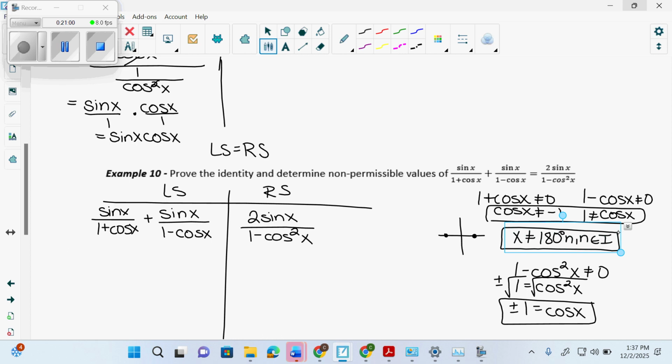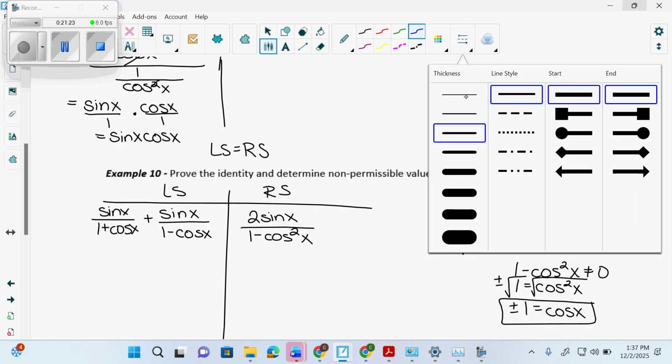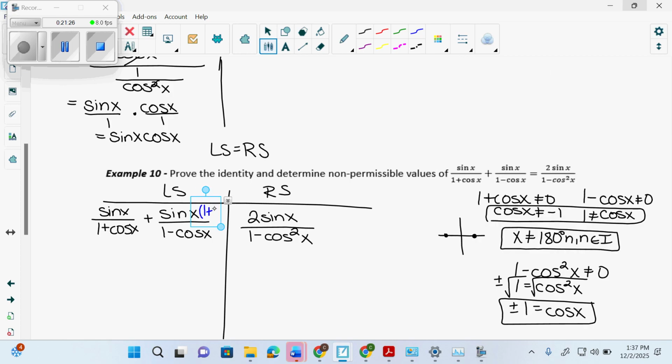Okay. The left-hand side is a fraction plus a fraction. When you add fractions, what do you need? Common denominators. Now this is the catch. You can't make a binomial be another binomial. Like I can't just add a cos x to this or subtract a cos x from this and make them the same. So to make them common denominators, you actually have to multiply them by each other. So I'm going to multiply this one by 1 plus cos x, and this one by 1 minus cos x.